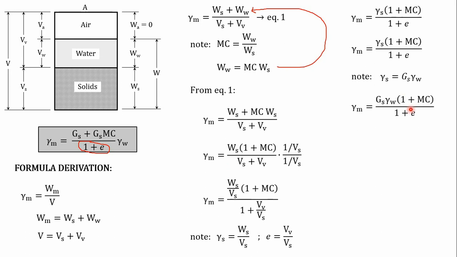Okay, next is substitute na natin siya. So, moist unit weight is equal to Gs times unit weight sa water times 1 plus moisture content divided by 1 plus E. Okay? And then, by rearranging, we have the formula of moist unit weight is equal to Gs plus GSMC over 1 plus E times unit weight sa water.